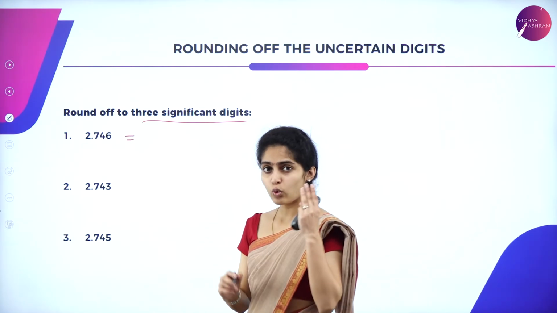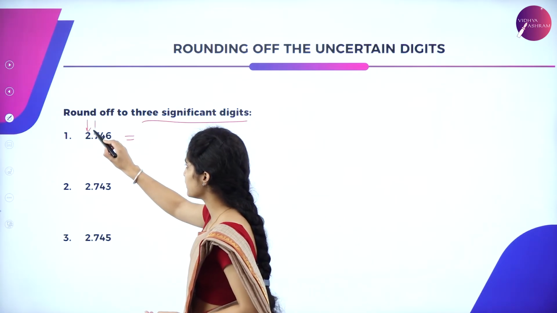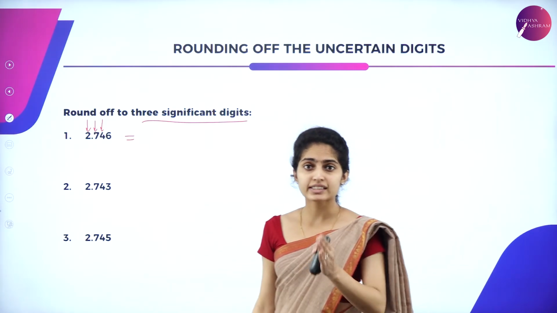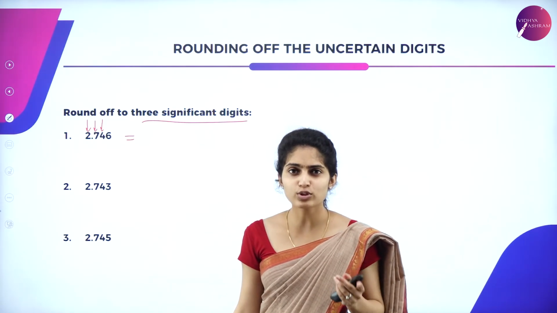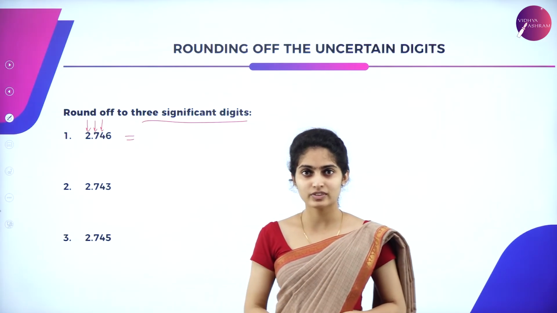2.746. You need only 3 significant figures. So it is 1, it is 2 and it is 3. You just need 3 significant figures, so you have to round it up. Okay, can you just write it as 2.74?